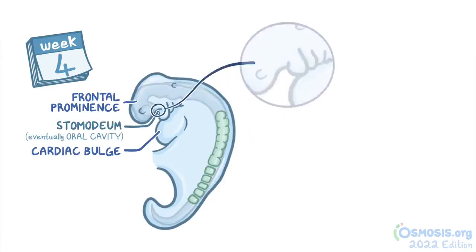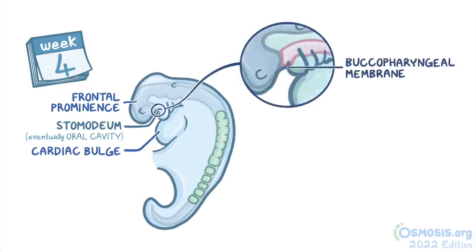At the back of the stomodeum, there's a 2-layered membrane called a buccopharyngeal membrane, made up of ectoderm and endoderm. The buccopharyngeal membrane initially separates the stomodeum from the foregut, but soon disintegrates, allowing free access between the stomodeum and the foregut.